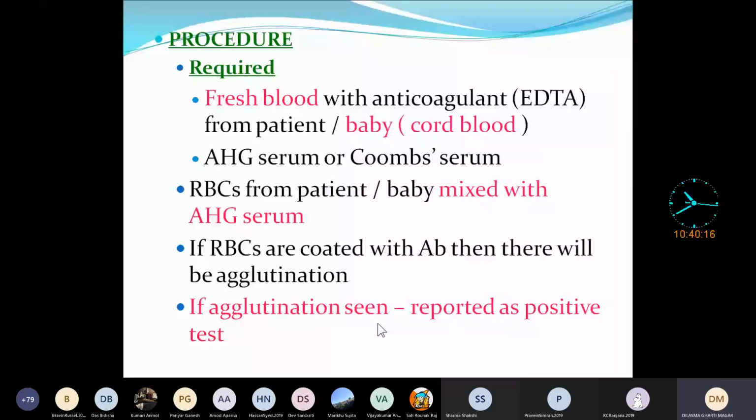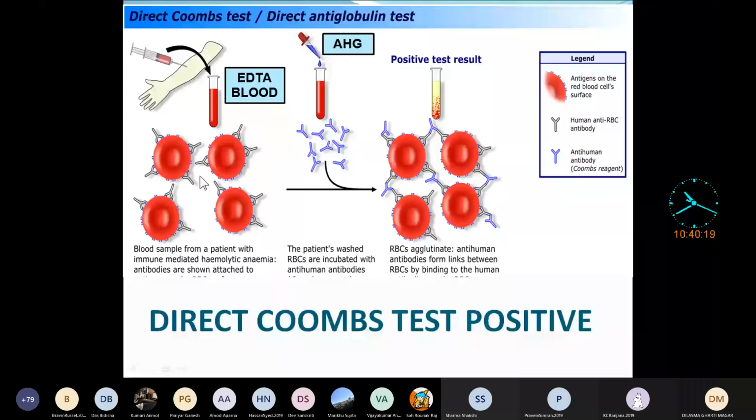Understood here? Now you see here in this picture, this slide, can you see? Now you see the left side picture. The blood is taken in a test tube, isn't it? Usually we will take the EDTA blood so that the blood will not clot. Whatever blood is taken is already coated with the antibodies, isn't it? It may be immunoglobulin G or it may be C3. It is already coated, like an inverted Y, you can see. So it is coated with these antibodies.